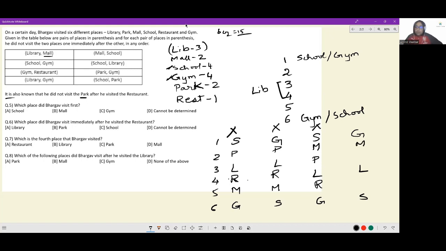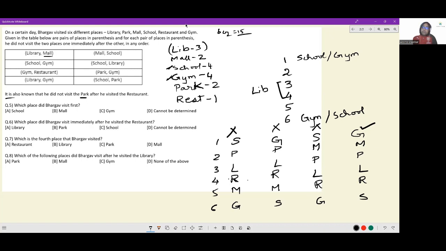Now this is mall. This is park. This is restaurant. Hopefully this satisfies all conditions. Library and mall are far apart. Mall and school are far apart. School and gym are far apart. School and library are far apart. Gym and restaurant are far apart. Park and gym are far apart. Library and gym are far apart. School and park are far apart. Yes, all the conditions are met. Everything is done, and we have looked at the exhaustive number of cases. Let's look at the individual questions.